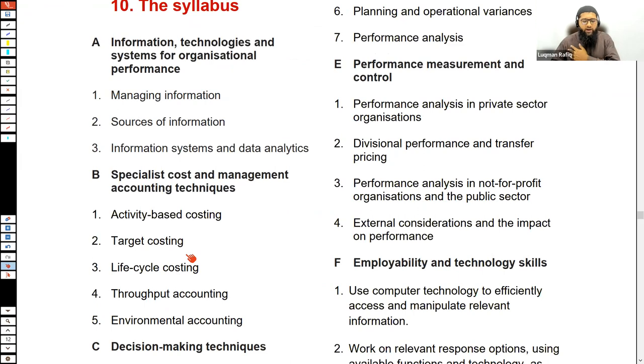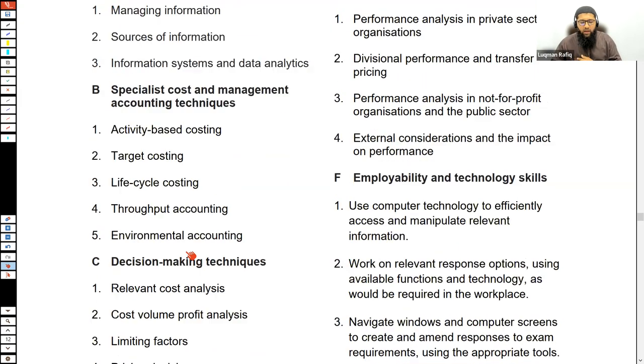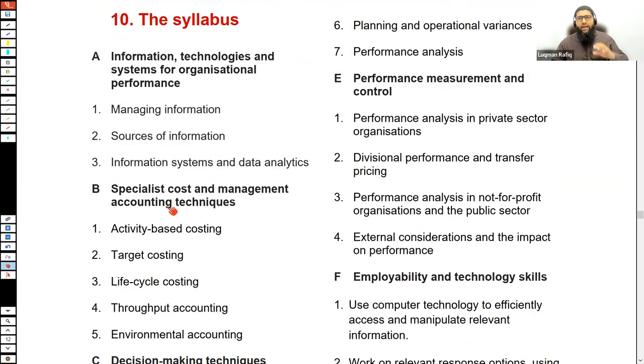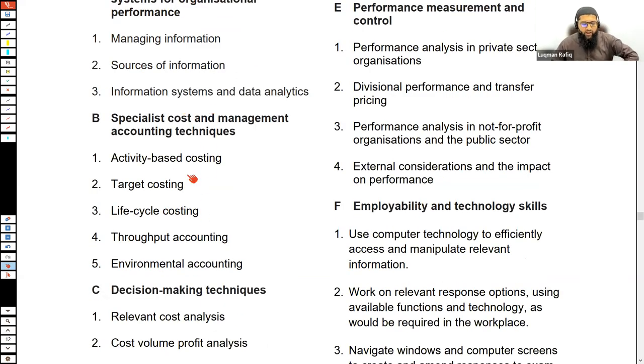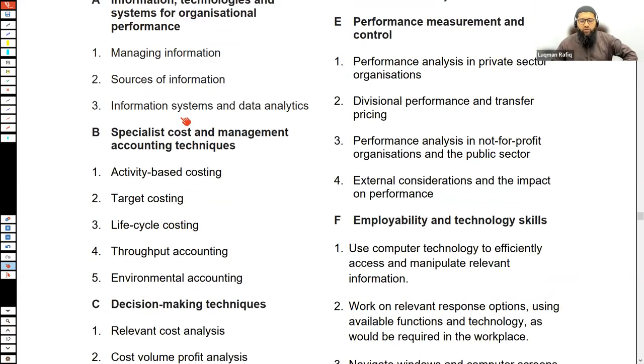Let's move a bit forward. Let's have a bit of a discussion. So it's basically section A, B, like the OTQs are going to be from these areas: managing information, sources of information, data analysis, ABC, target costing, life cycle, et cetera. These are the areas from which the section A, section B questions are going to be made.